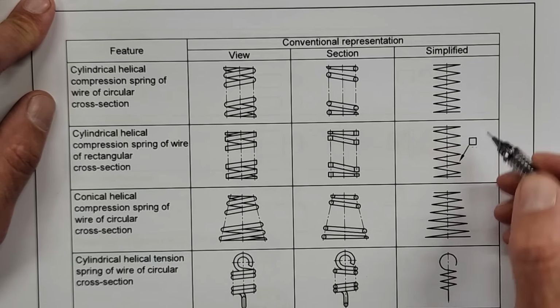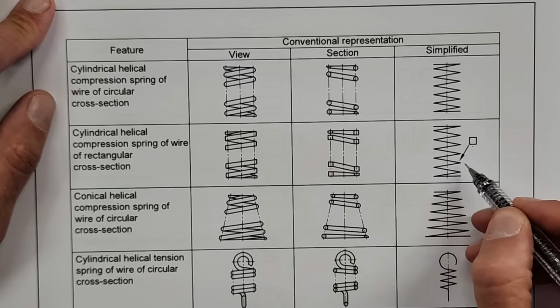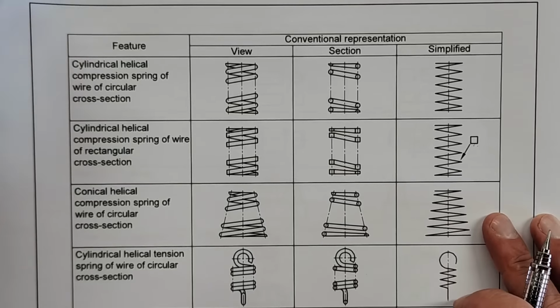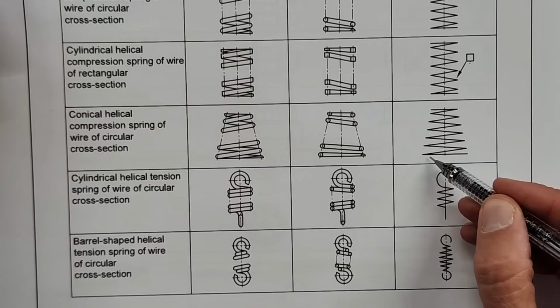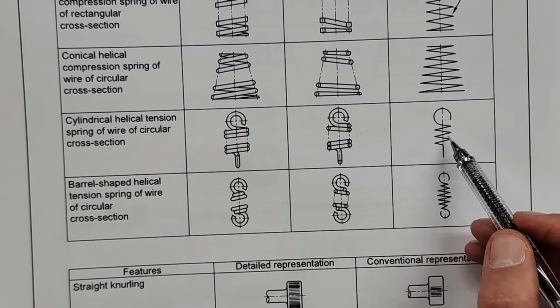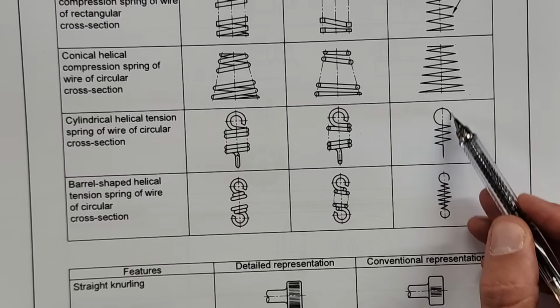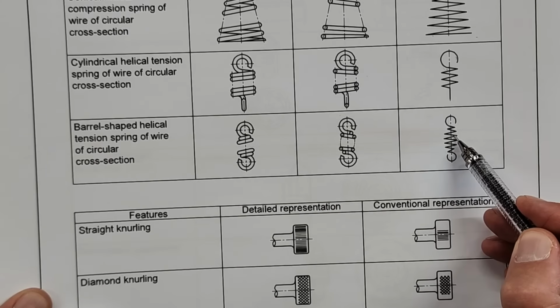When it's got that square, it just means to us that the wire made using that spring wire is squared. Then a conical helical, so it's got a smaller diameter on the one side and a larger one on the other side. Then we've got one with a tension spring and a circular end here. We've got a barrel-shaped helical. These are less common, but I think these top two are very important for you guys.